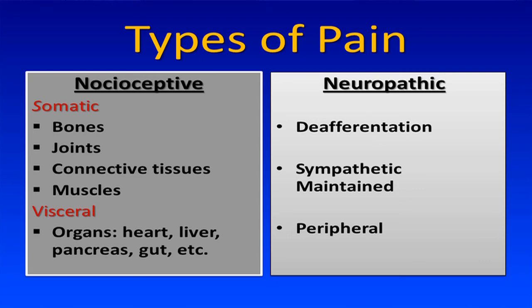It can be from bones, joints, teeth, as we can see here, or it could be from the organs, the tissues, the kidney, the liver, the pancreas. Many different areas can cause pain, or it could be neuropathic. In other words, it could be nerve generated from either the sympathetic or the peripheral nervous system.